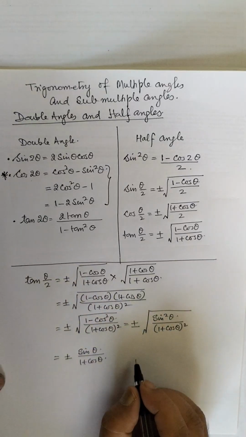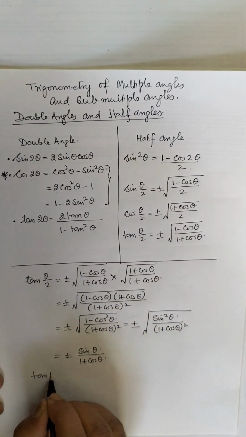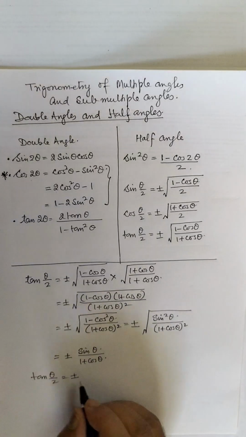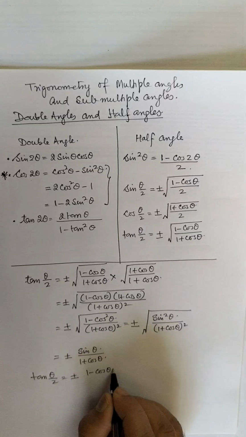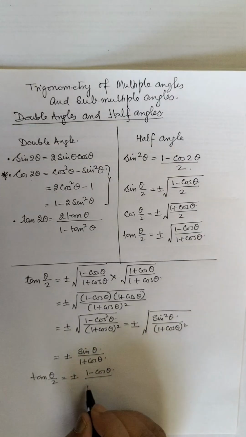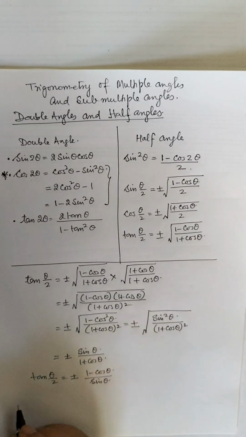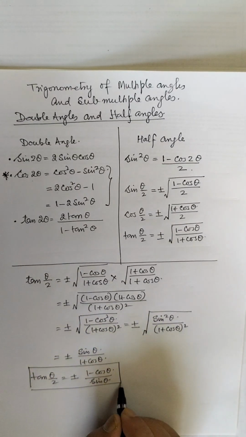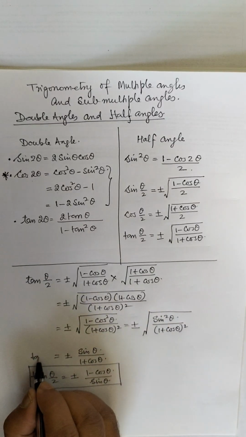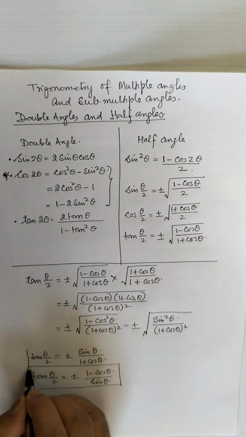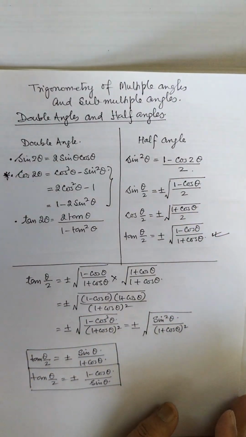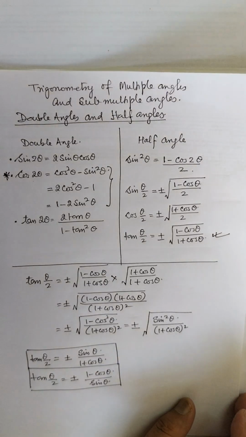And on similar lines, we can also express tan theta by 2 as plus or minus 1 minus cos theta upon sin theta. Now we have this one important formula for tan theta by 2, and this is another way of expressing tan theta by 2, and this is another way. So we have to be very careful. According to the problem, we should be using this.